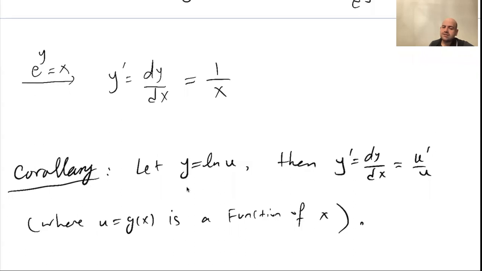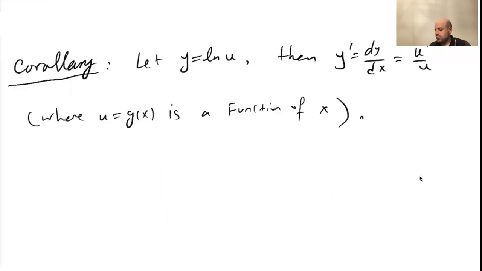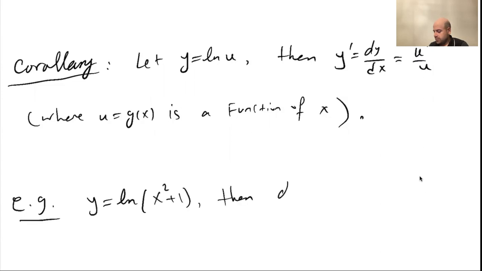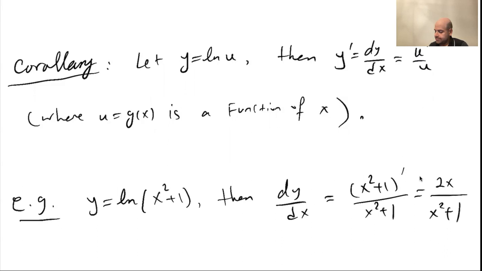dy/dx is the same as dy/du, which is 1 over u by this formula here, times du/dx. du/dx means u prime. So 1 over u times u prime, or u prime over u. This is a formula we have seen before as well, but I want to repeat this. So for example, y equals, let's say, ln of x squared plus 1. Then dy/dx will be equal to the derivative of x squared plus 1 divided by x squared plus 1, and that's 2x over x squared plus 1.